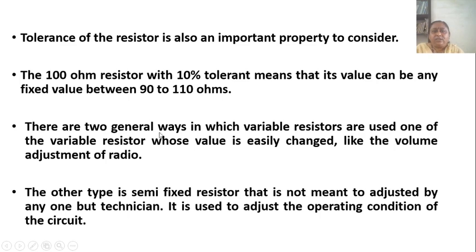There are two general ways in which variable resistors are used. One is where the value is easily changed, like the volume adjustment of a radio. The other type is the semi-fixed resistor, which is not meant to be adjusted by the user but by a technician. It is used to adjust the operating condition of the circuit.